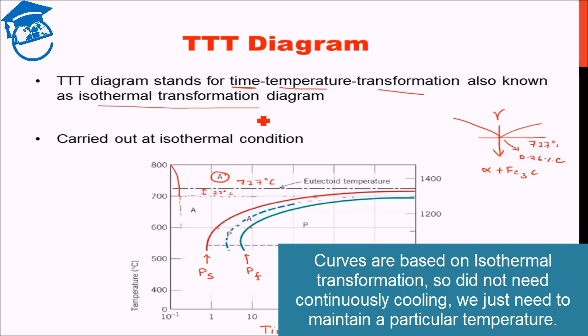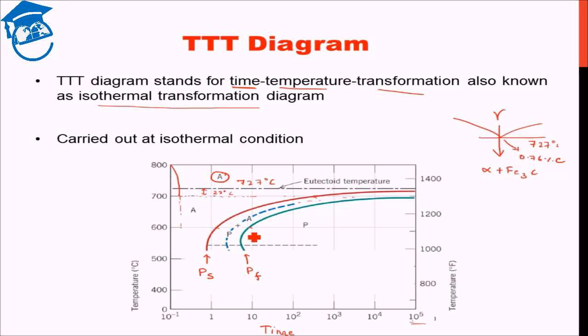And TTT diagrams are drawn in such a way that these lines are actually based on isothermal transformation conditions. So you cannot continuously keep cooling. You need to hit a particular temperature and maintain that temperature. That's why isothermal.